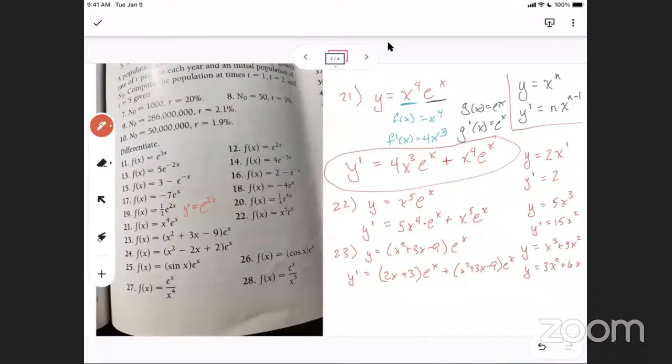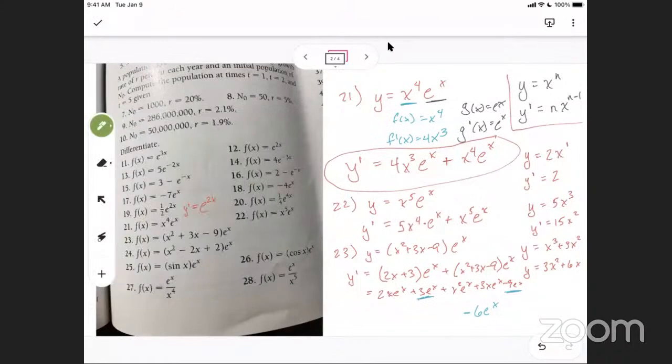Now we can actually simplify this some more. Can you see why? If I distribute the e to the x in here, you'll see there's going to be some like terms. So we've got x squared e to the x, we've got plus 3x e to the x, and minus 9 e to the x. So I can add together 3 e to the x and minus 9 e to the x. That's a total of negative 6 e to the x.